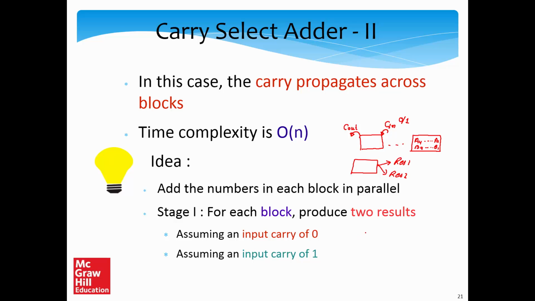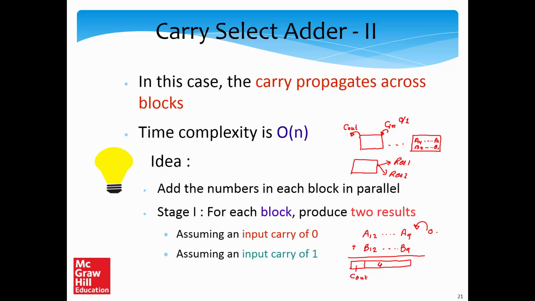Let's say that we are trying to add a12 plus... So for this particular block, the value of the carry input can either be 0 or 1, right? So we don't know that. So let's first assume the carry input is 0 and let's produce an output. So the output will have 5 bits, 4 of them are sum bits and 1 of them is the carry out.